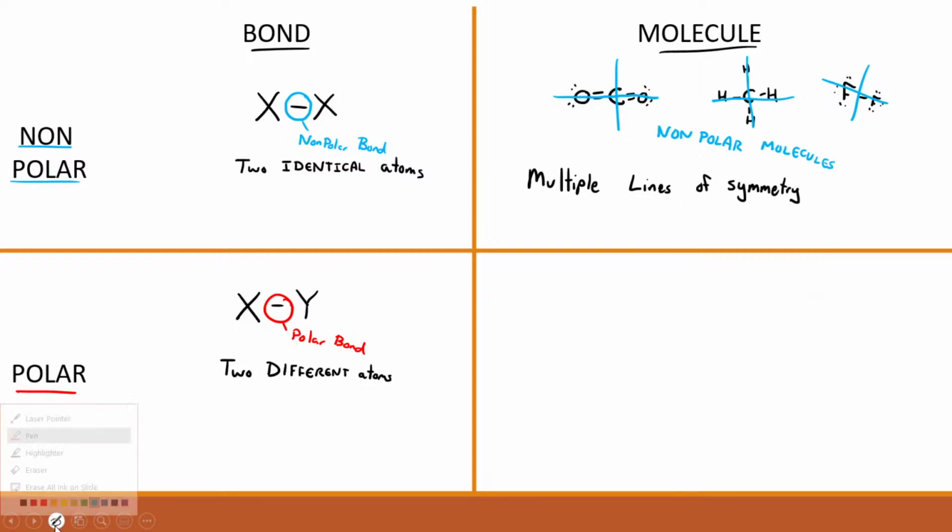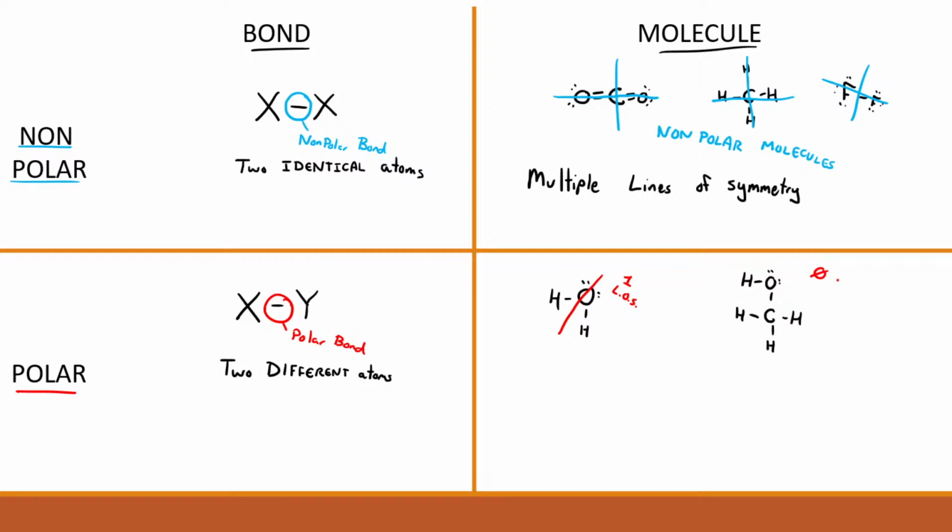For a polar molecule, you either have only one line of symmetry, like you have in water, or you have something that has absolutely no lines of symmetry in it. Water has one line of symmetry. This has 0 lines of symmetry. So these are both polar molecules.